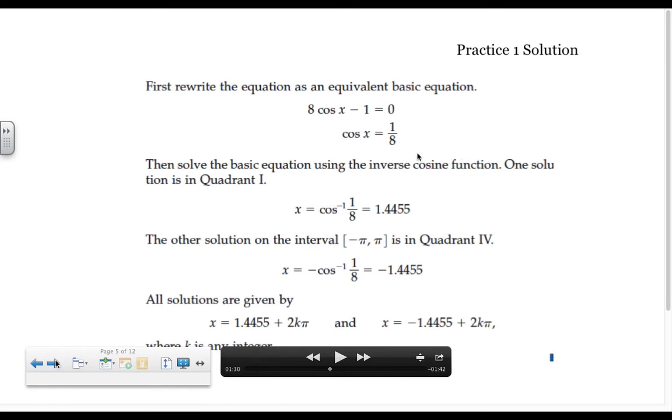Okay, so notice here, we added 1, divided by 8, and I got cosine of x equals 1/8. I take the inverse of that, and I get 1.445. So my solution is 1.4455 plus 2k pi and negative 1.4455 plus 2k pi. All right. So these are solutions. Again, it's really simple stuff. And then of course we're going to get into some that's a little more complicated. All right.